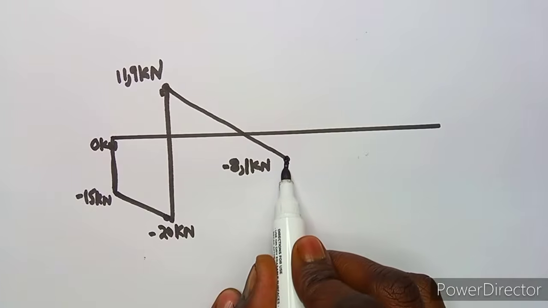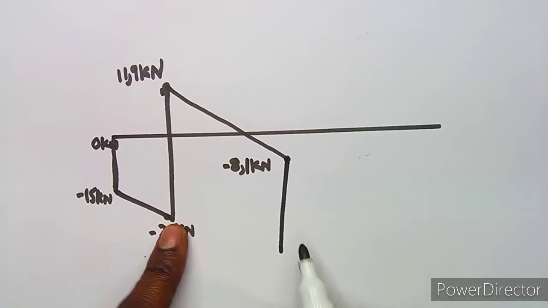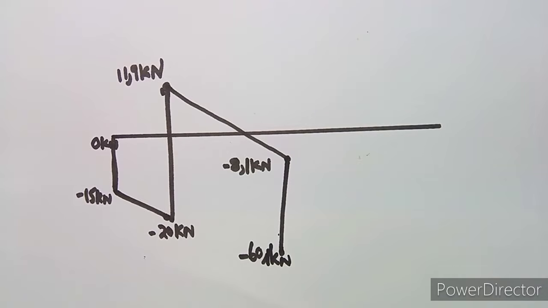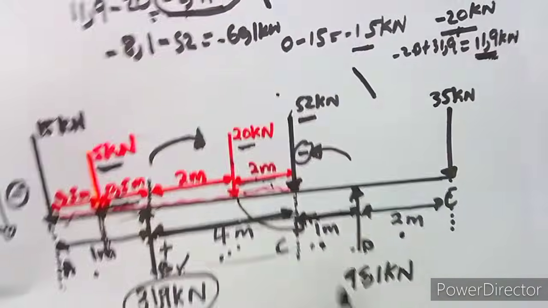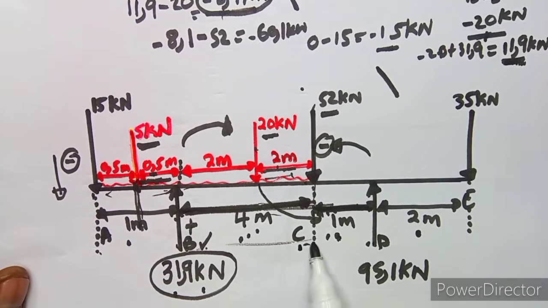So you draw a vertical line, maybe somewhere here, as long as it is after minus 20. This is supposed to be a straight, vertical line up to minus 60.1, we said minus 60.1 kilonewton. This is 1 kilonewton. All right, this is at what? At C. Now at C, you move to D.